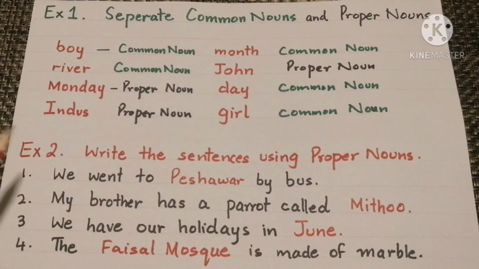Exercise 2. Write the sentences using proper nouns. We went to Peshawar by bus. My brother has a parrot called Mittu. We have our holidays in June. The Faisal Mosque is made of marble.